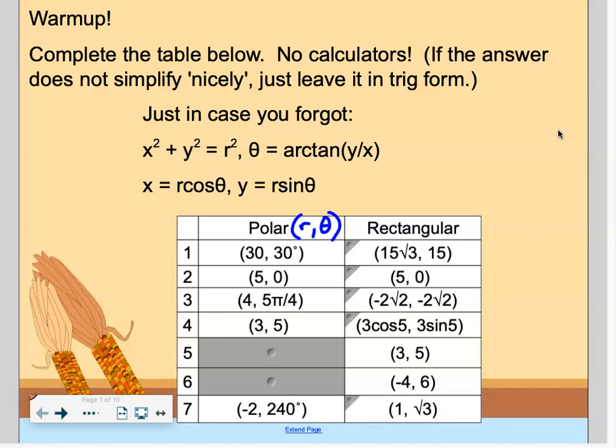All right. To go from rectangular to polar, you need to find your r and you need to find your angle. So now we use these formulas. So x squared plus y squared equals r squared. So you do the square root of 9 plus 25, so the square root of 34 would be your r. And then your inverse tan of 5/3.